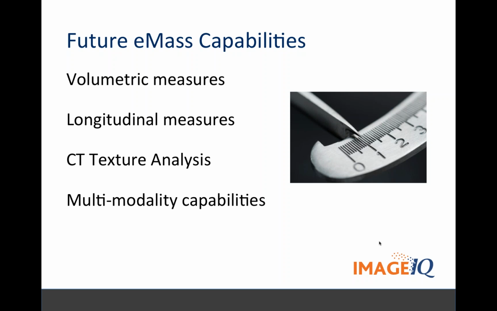So let's say you have a new one that you want to assess in your clinical trial. eMass is pretty flexible in the way that it actually makes those measurements, and it doesn't add to the actual workflow for the radiologist. It makes those measurements as they're making their regions of interest. So there's no added workflow for them.